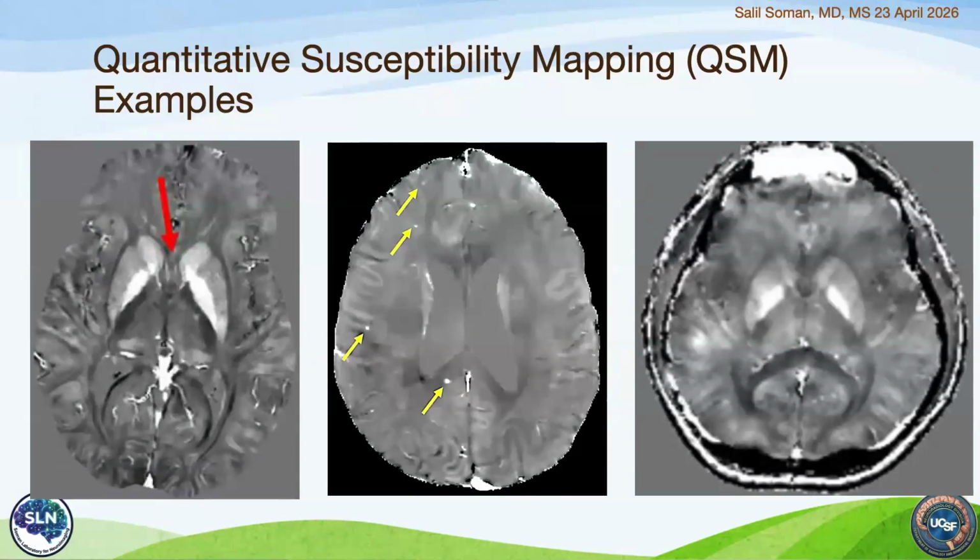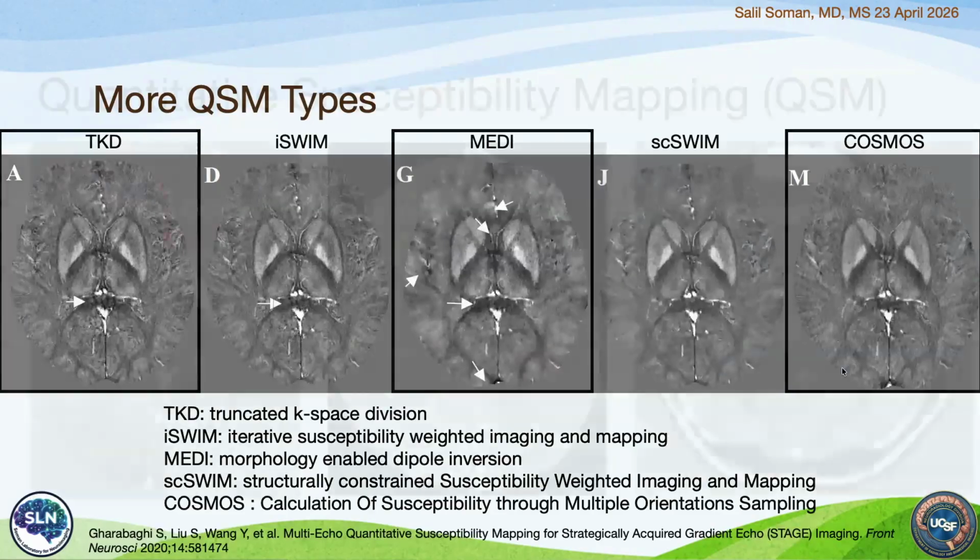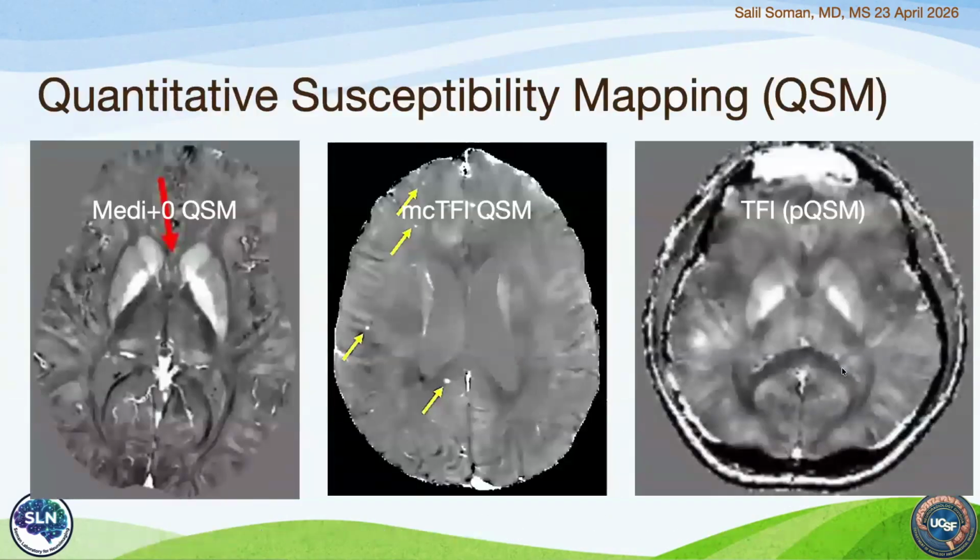But I want to show you that there's a lot of different flavors. When people say QSM, these are just 3 that my lab published on before I came here: MEDI, the MCTFI, and total field inversion. And then there's dozens of others. And so just some more examples in case you felt like I slighted some other version of QSM that you like.